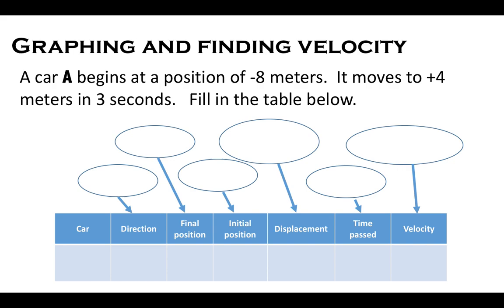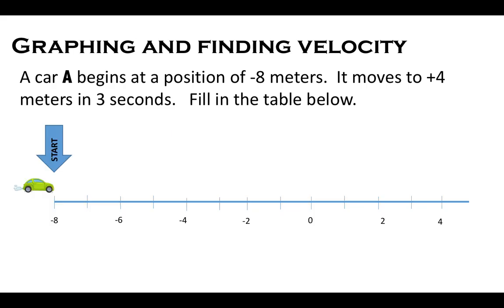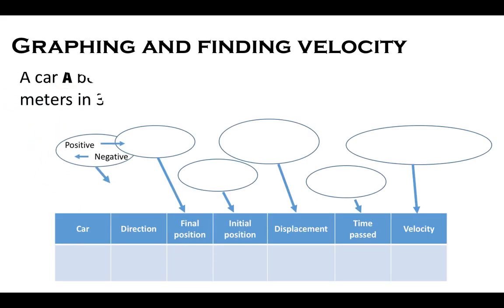So the sentence up above is shown again. You'll notice that we need to fill out the bubbles across the top of the page. First, what do we mean by direction? If we look at this, the car starts at -8 and moves to +4 as it goes to the right. That leads us to the conclusion that the direction toward the right is positive and direction toward the left is negative. So we'll follow that convention on this activity.